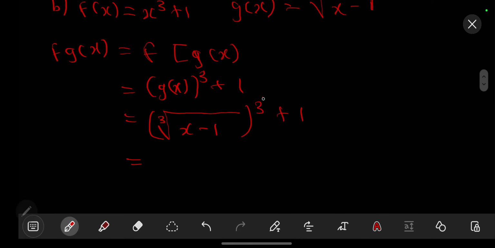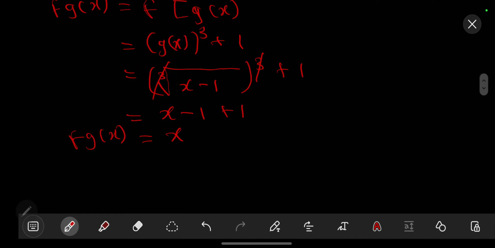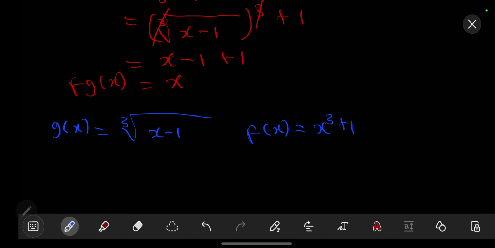So what are we going to have? This power of 3 and the cube root will cancel each other. So we are remaining with x minus 1 plus 1. This will give us a value such as x. So we have established that f of g of x is equal to x. Now let's look at the opposite, if it is the case.